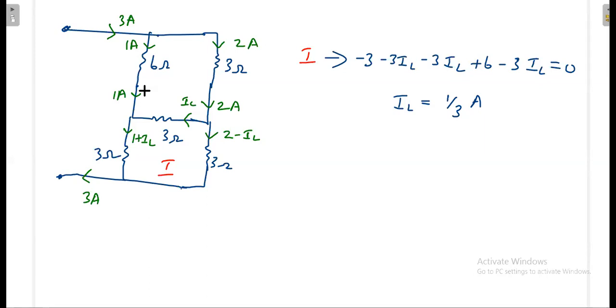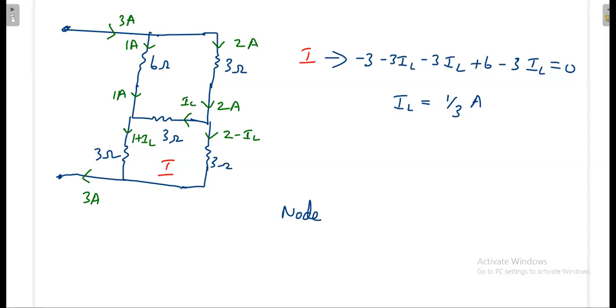Now, next what I'm going to do, same problem I will take. I will solve by nodal method. Again, the first time I am going to solve by the nodal method. So you need a little bit of understanding. First of all, you should know what do you mean by node.